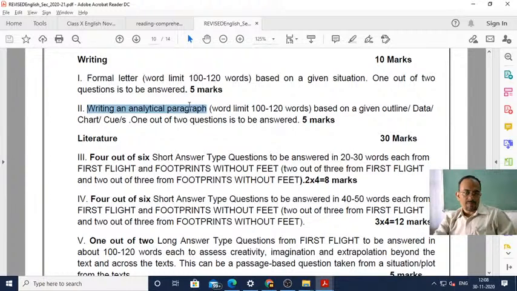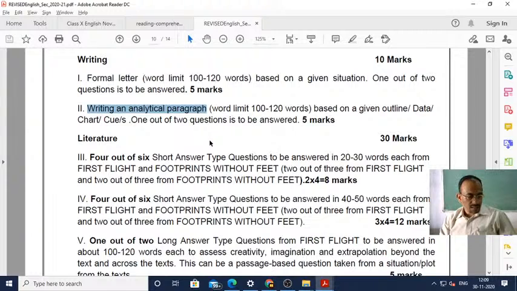It is an analytical paragraph, dear students. It means based on a given outline, data, chart, cues, 1 out of 2 questions is to be answered, 5 marks. Okay, there will be 2 questions given, out of which you have got to answer 1 question. You have to write an analytical paragraph, like you might have done in class 9 data interpretation.